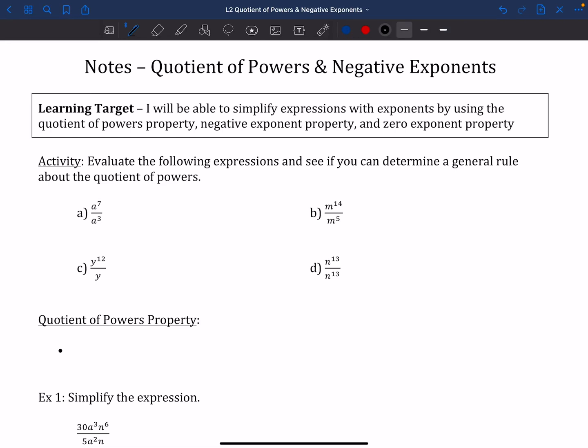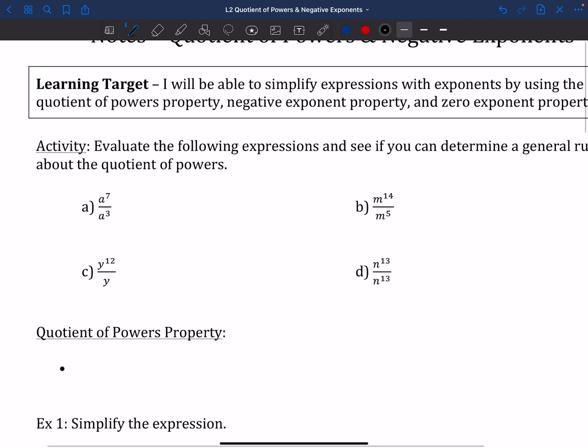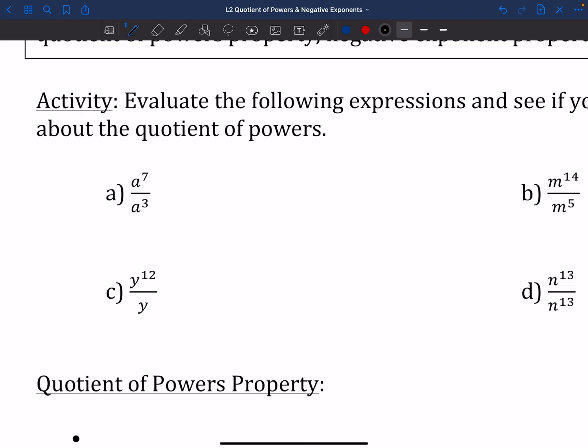Hello. So today what we're going to do is talk about the quotient of powers and how to handle negative exponents, right? So we're continuing our journey through talking about different ways to handle exponents in types of expressions that we're going to see. So first off, let's just take a look and see if we can figure out what the rule is when we've got a quotient, or when we're dividing powers.